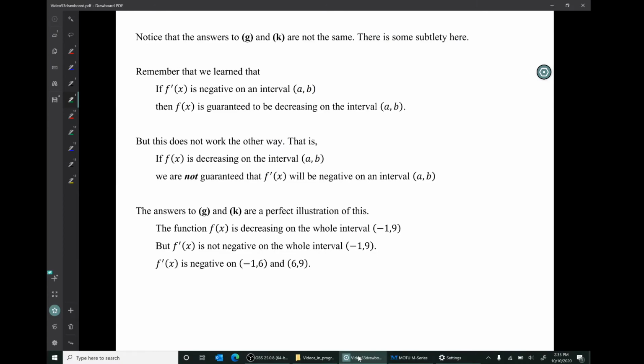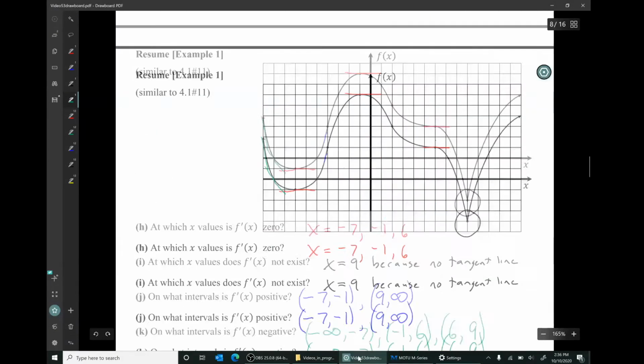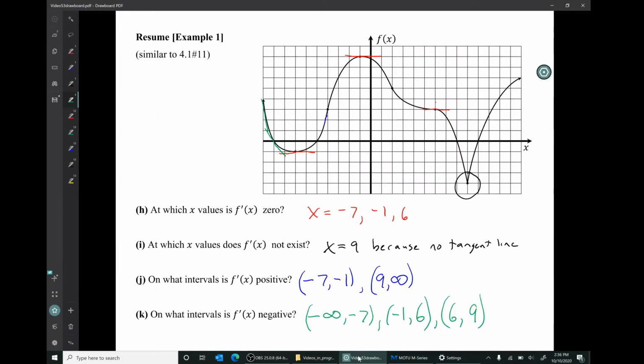Now notice that the answers to G and K are not the same. In question G, we found that f was decreasing on this whole interval from negative 1 to 9, because anywhere in that interval, if you move from left to right, you go down. But when we asked on what intervals is f prime negative, we had two separate intervals. This chunk of the graph, and this chunk of the graph, but not the whole chunk. We couldn't say that f prime was negative on that whole interval.